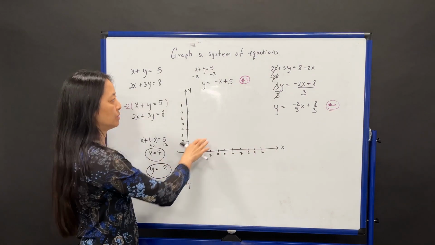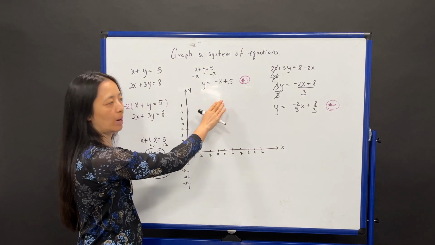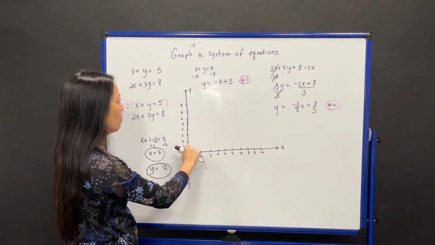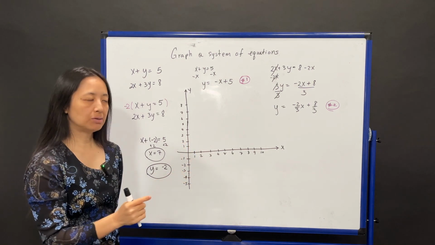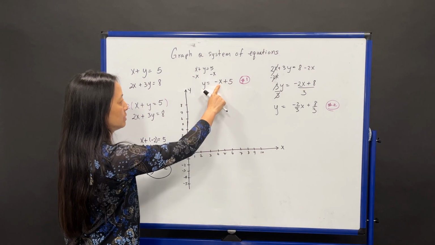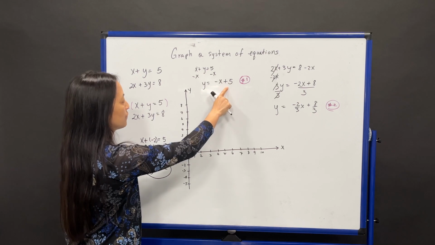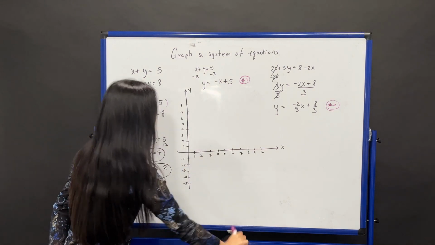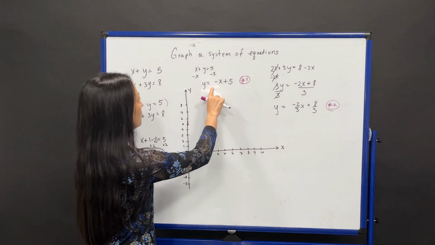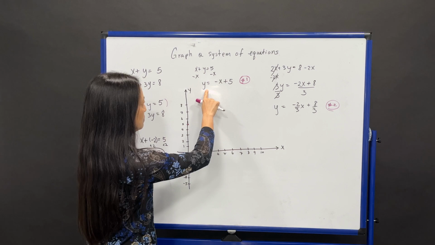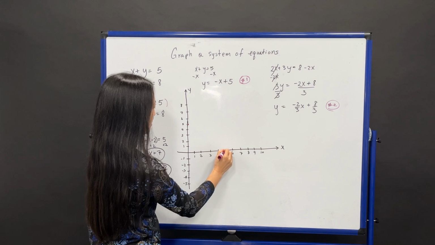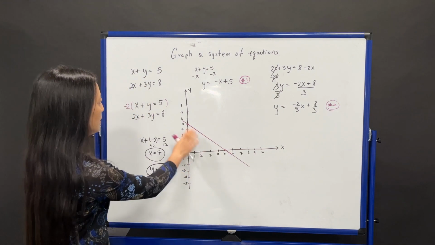To graph these equations, I'm going to find the x and the y-intercept. Remember that the x-intercept is when y is equal to 0. The y-intercept is when x is equal to 0. So for our first point, when x is equal to 0, y is going to equal 5. So we get 0, 5. Our second point, when y is equal to 0, x is going to be 5. I've connected the 2 points.